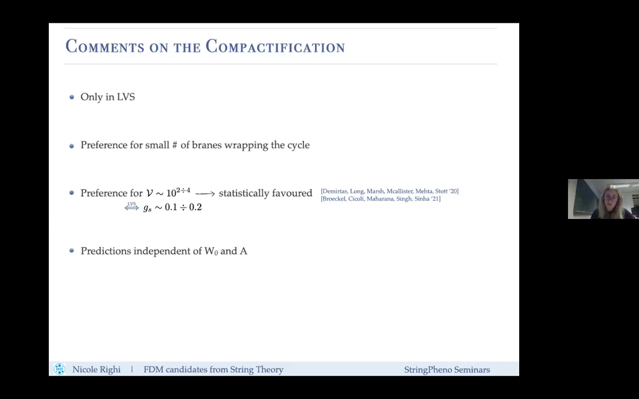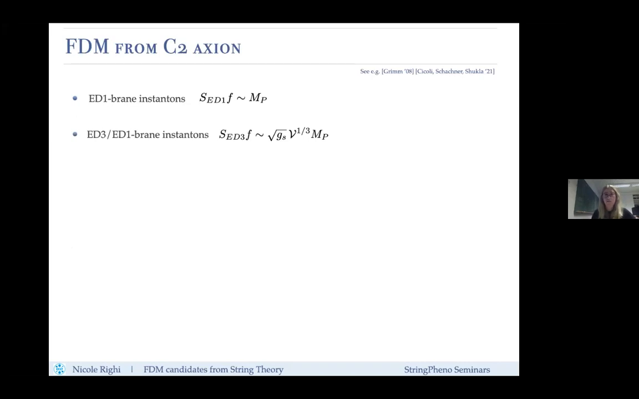But then we wanted to really look at every possible axion. So we also checked what happens with the C2 axion. The way to give a mass to the C2 axion could be via an E1 brane instanton, so a correction to the K potential. And they saturate in this way the weak gravity bound. But also we can consider a bound state of E3, E1 instantons. And this is the value that we find for the product S times f. And this is quite interesting because this is enhanced by the volume of the Calabi-Yau.